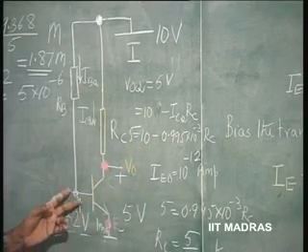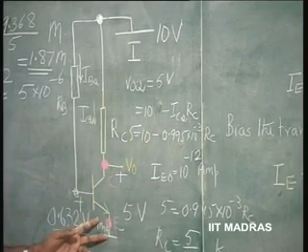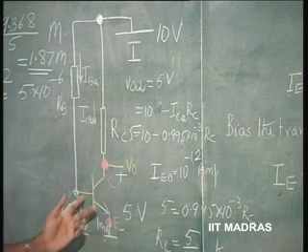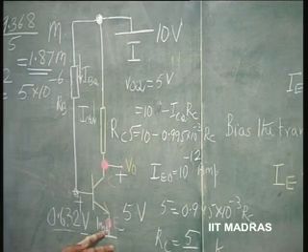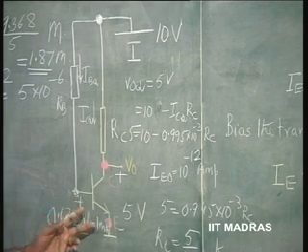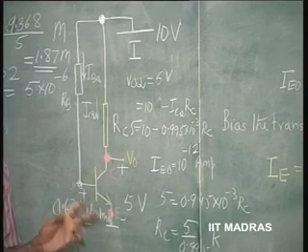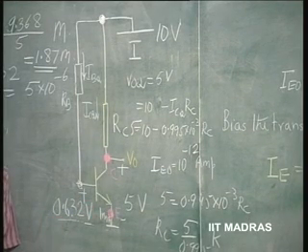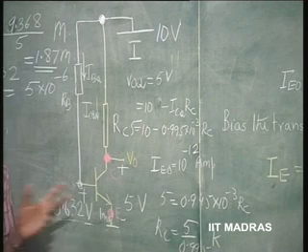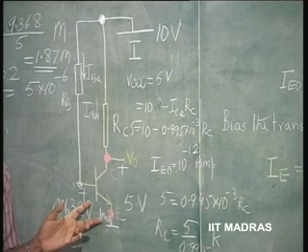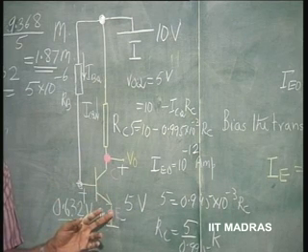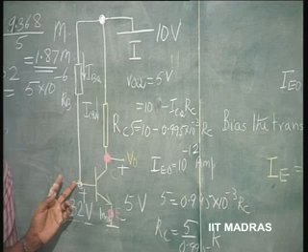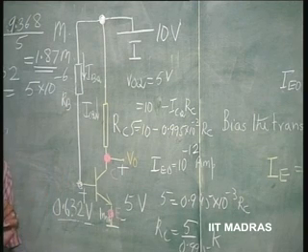So, the current here, if it is fixed for a beta of 200, then it is going to be half of it for beta equal to 100, or if it is fixed for beta equal to 100, it will be double for 200. So, the current IE is going to be very sensitive to beta variation here. So, this kind of thing should not happen in a biasing circuit.